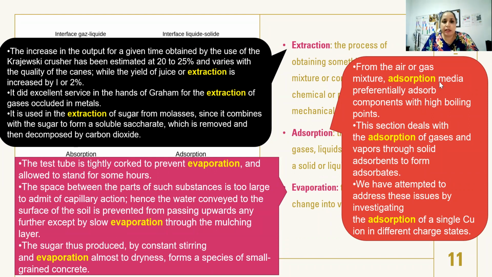The test tube is tightly corked to prevent evaporation and allowed to stand for some hours. The space between the parts of such substances is too large to admit of capillary action. Hence, the water conveyed to the surface of the soil is prevented from passing upwards any farther except by slow evaporation through the mulching layer. The sugar thus produced by constant stirring and evaporation almost to dryness forms a species of small grained concrete.